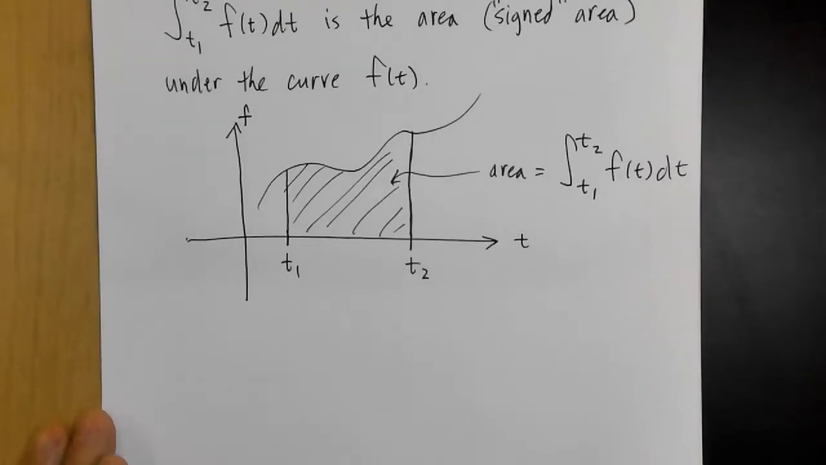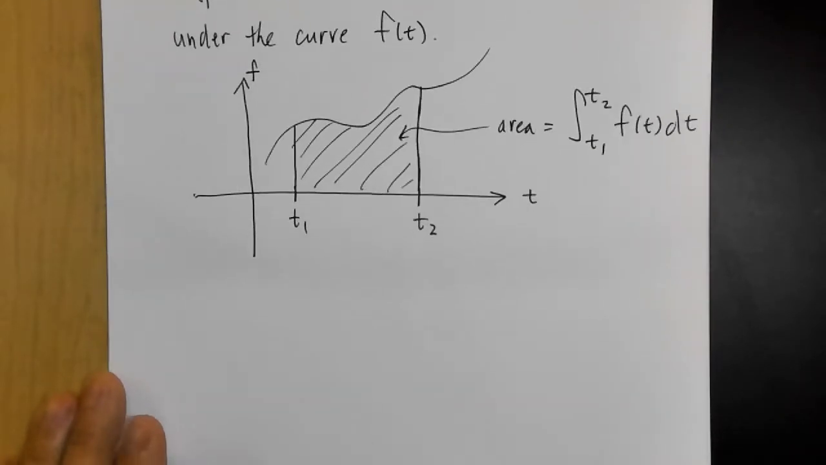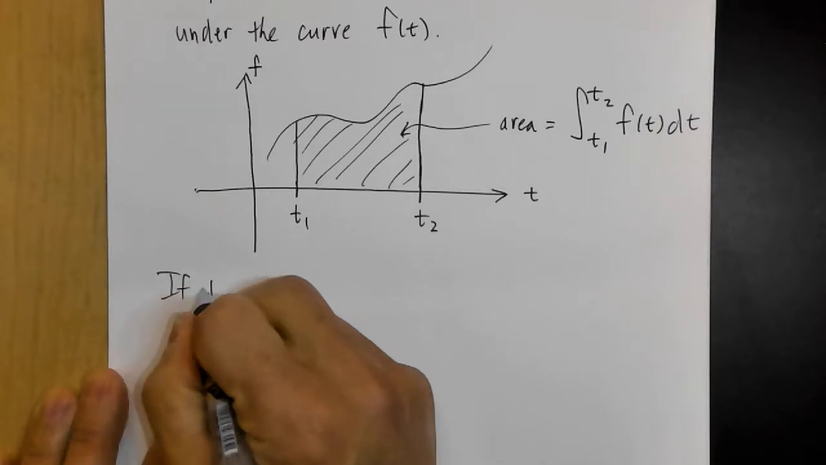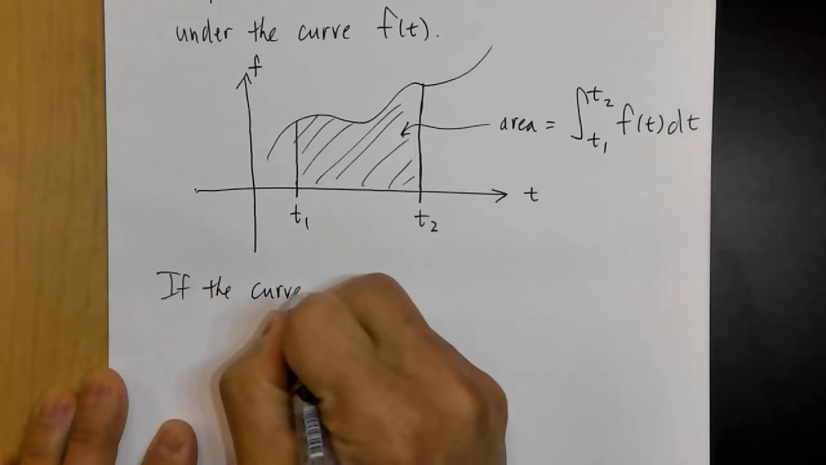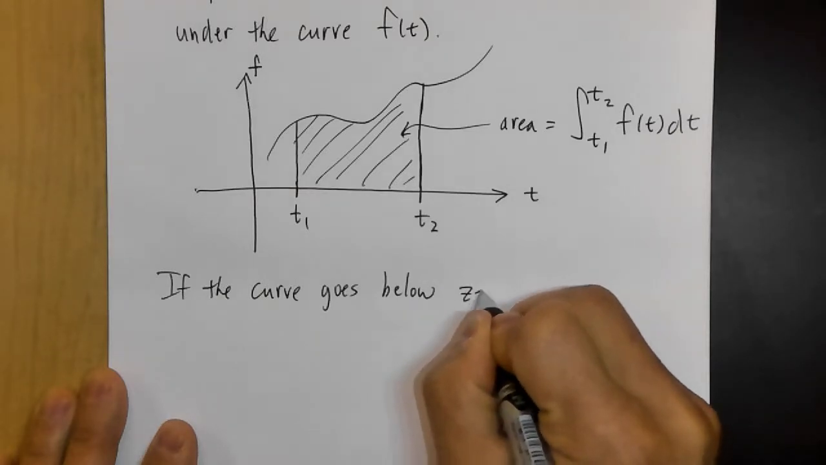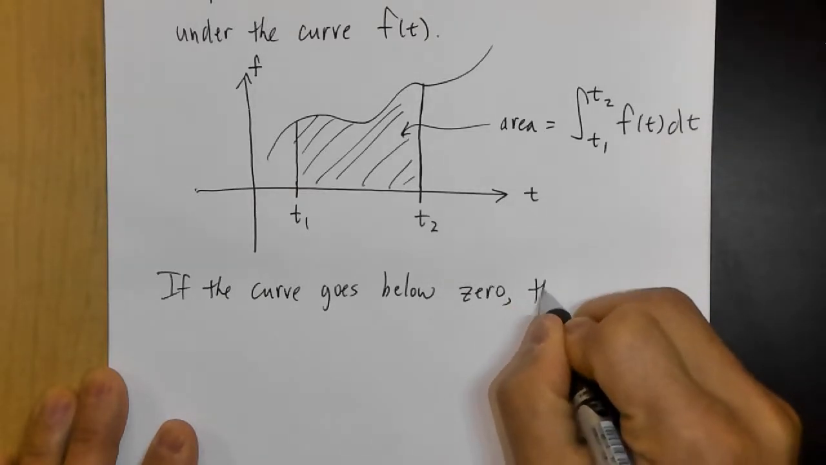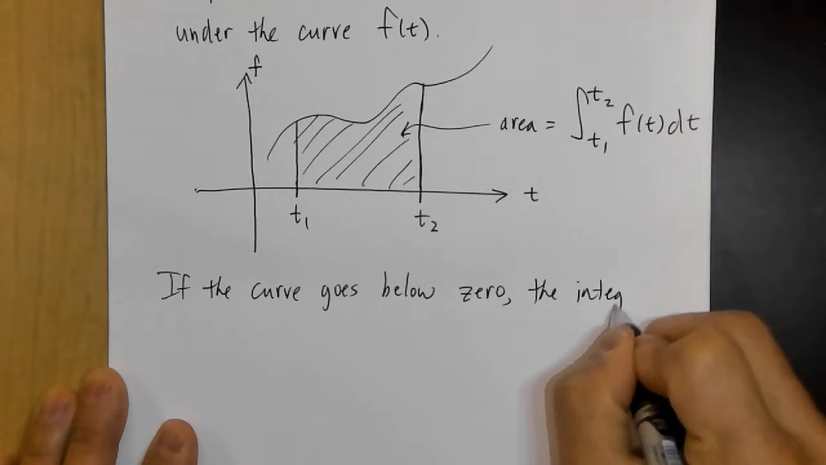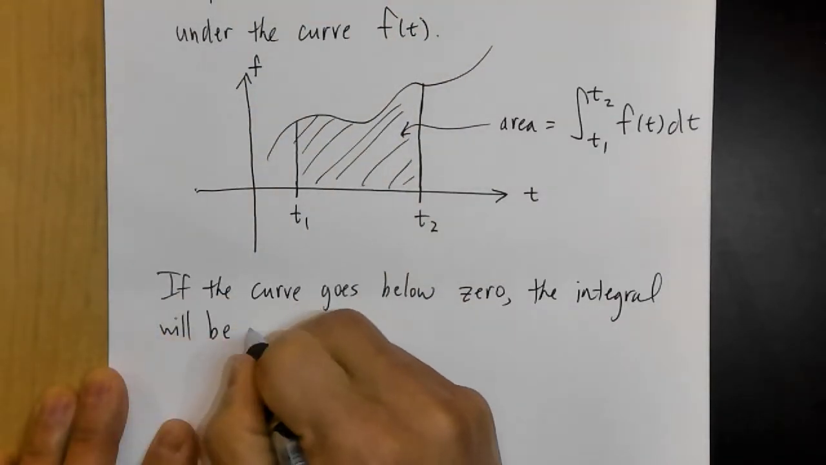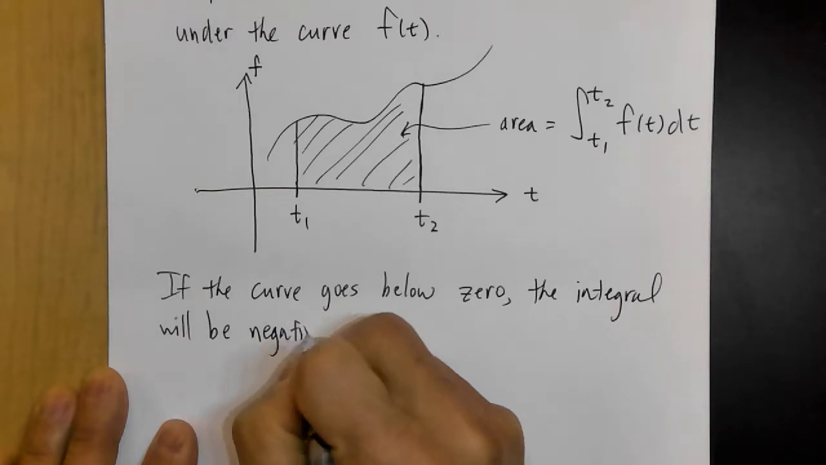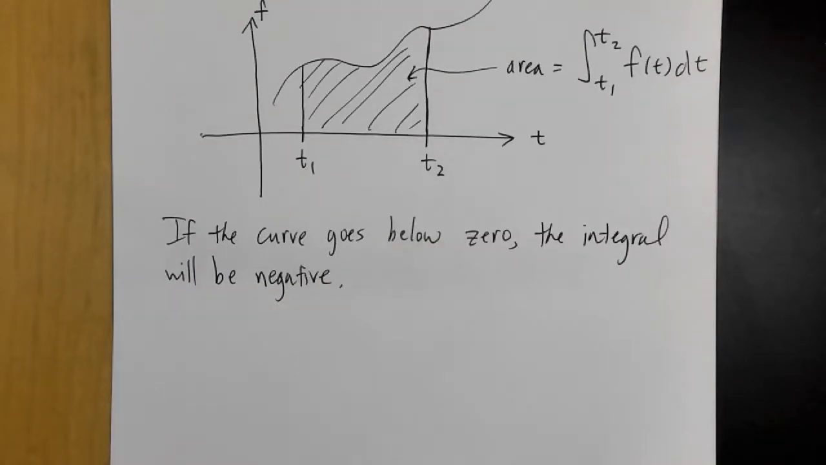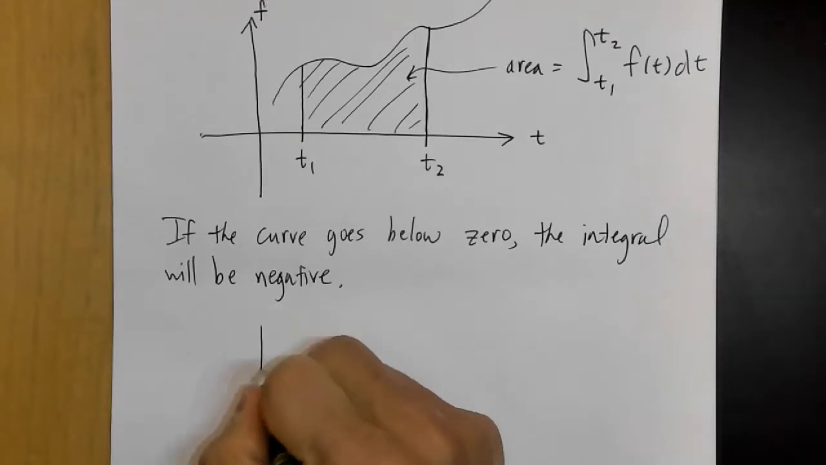Now, if the curve was negative in some region, if the curve goes below 0, the integral will be negative. So it's not just an area. There's plus signs and minus signs depending on whether you're above or below the curve. Okay.